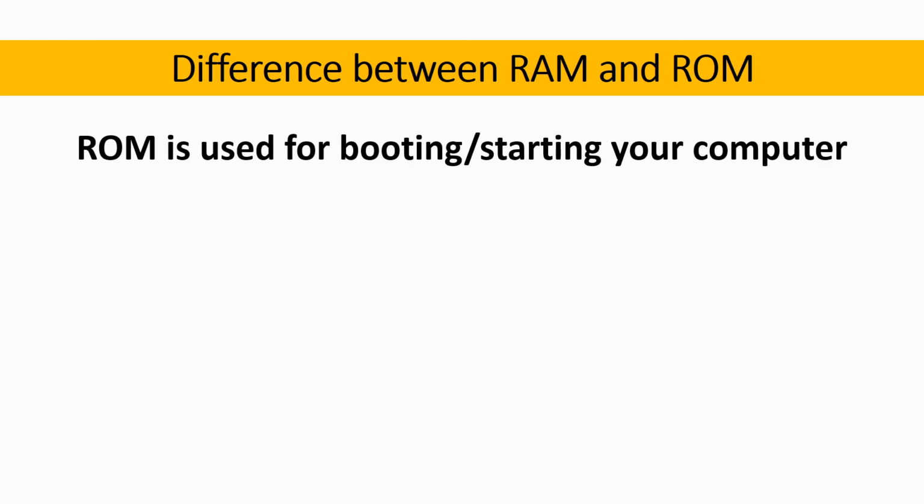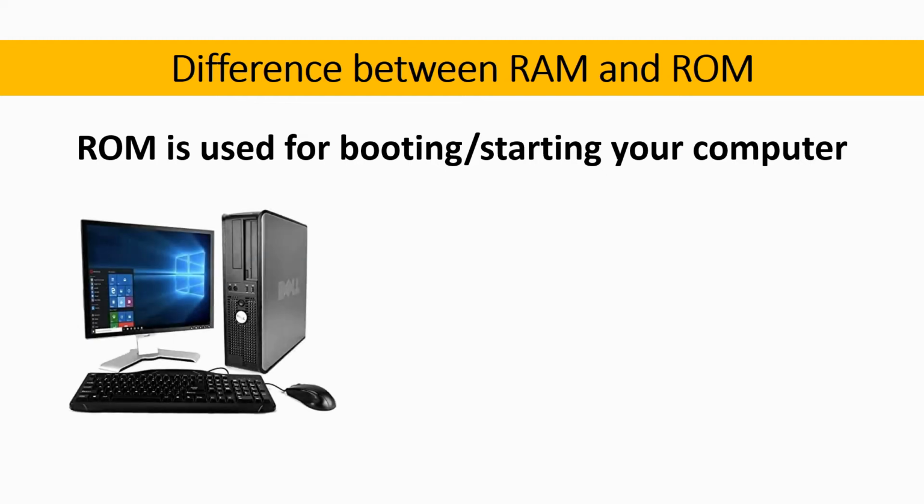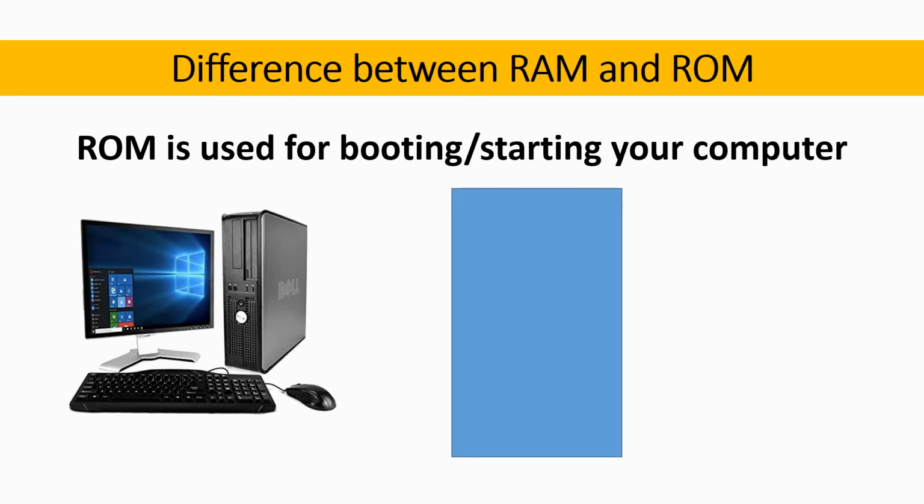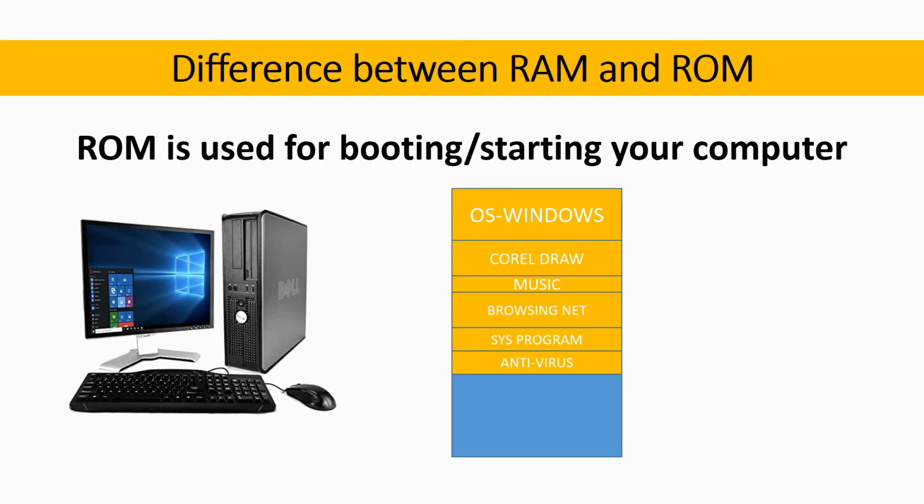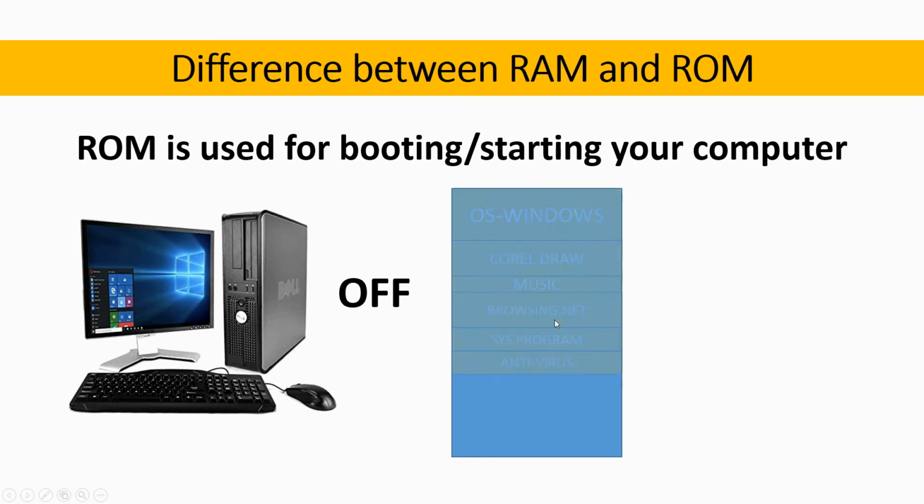ROM is used for booting. Booting means to start your computer. Once your computer is off, and next time when you switch it on, that's where the ROM comes into the picture. Now understand, this is your computer, and this is your RAM, and there are so many programs running on the RAM. And as I said, if your computer is off, all the data from the RAM will be erased.